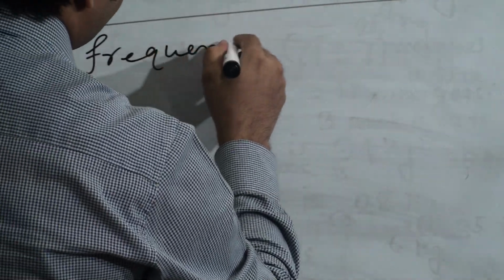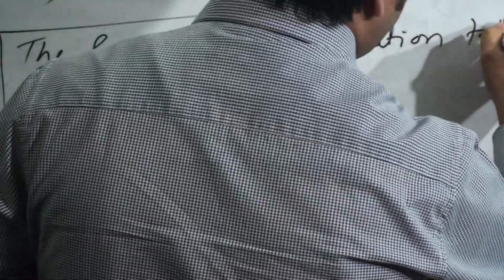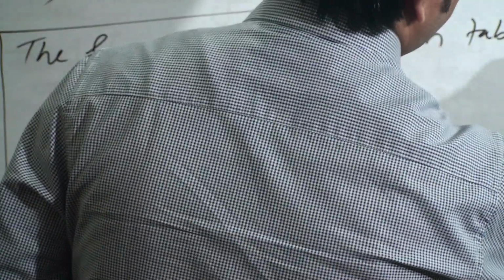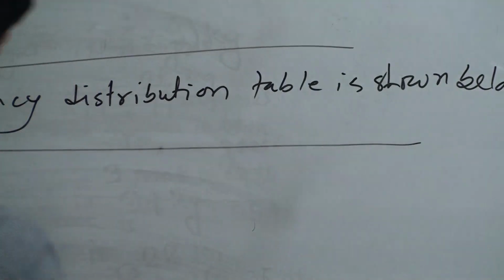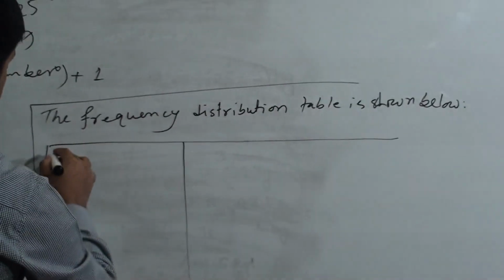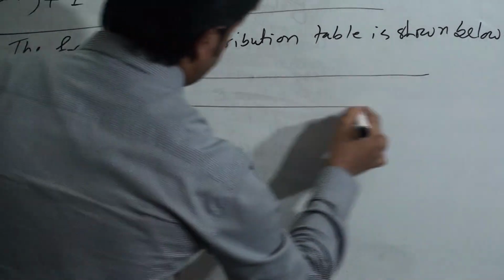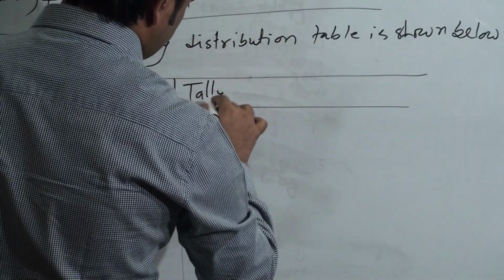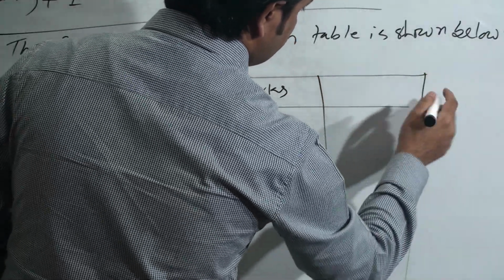To arrange the data in a table, we can write here: the frequency distribution table is shown below. So I have to prepare a table. At first I will show the class interval, and then I will take tally marks, and then after the tally marks I have to take the frequency.